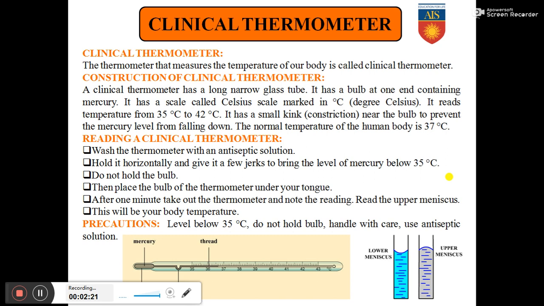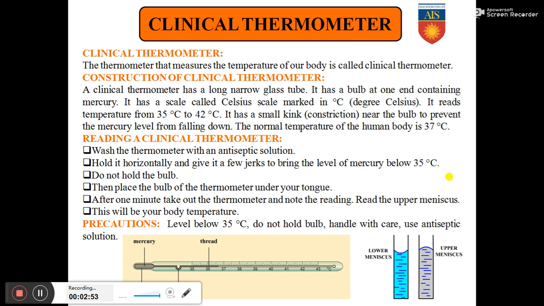Now let us have a look at how you will read a clinical thermometer. First and foremost, you have to wash the thermometer with an antiseptic solution. Why? Because the bulb which is entering your mouth might have a lot of germs and microorganisms sticking to it. So if you directly take it inside your mouth, then you might catch certain diseases, you might have a fever. So in order to prevent that, the first thing you have to do is wash your thermometer bulb with an antiseptic solution.